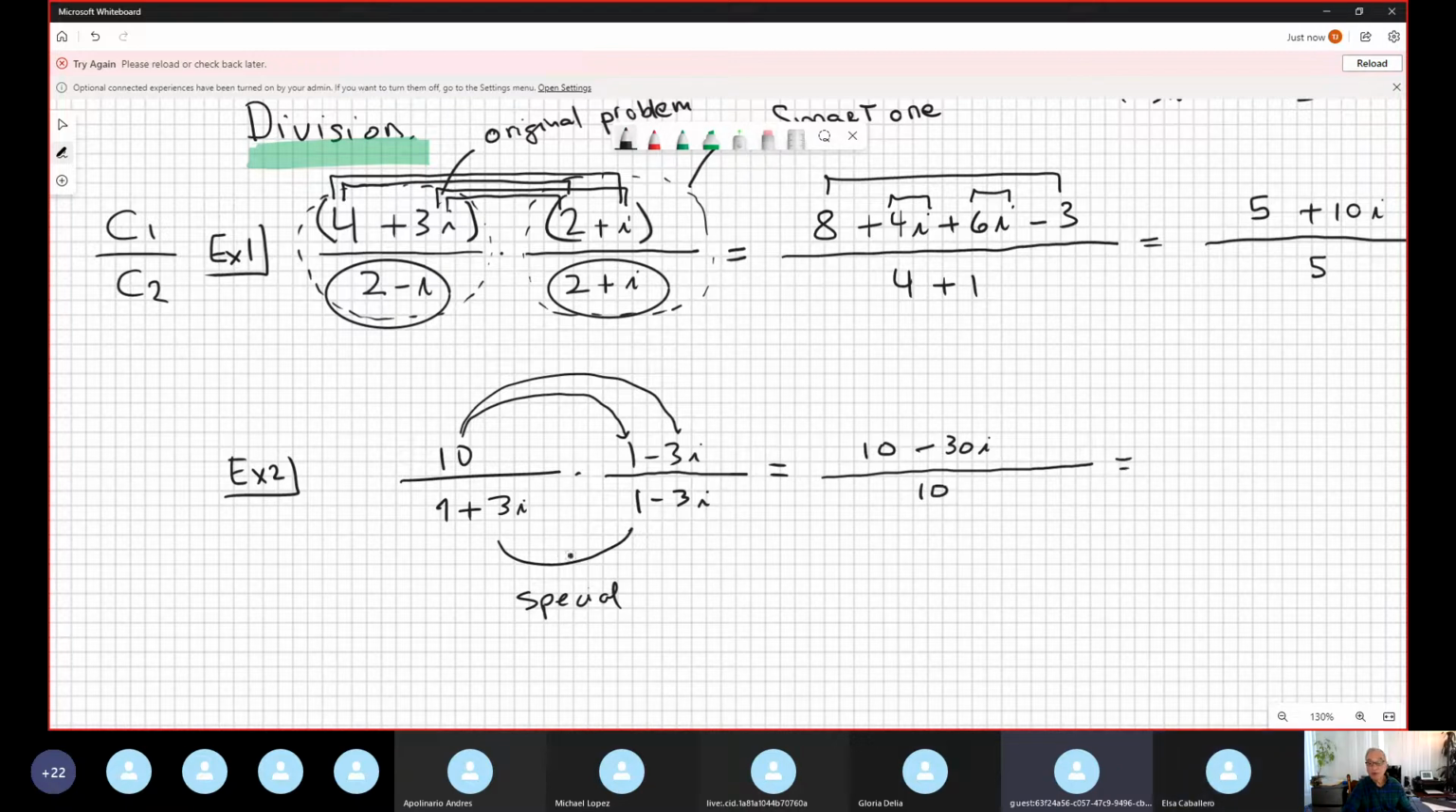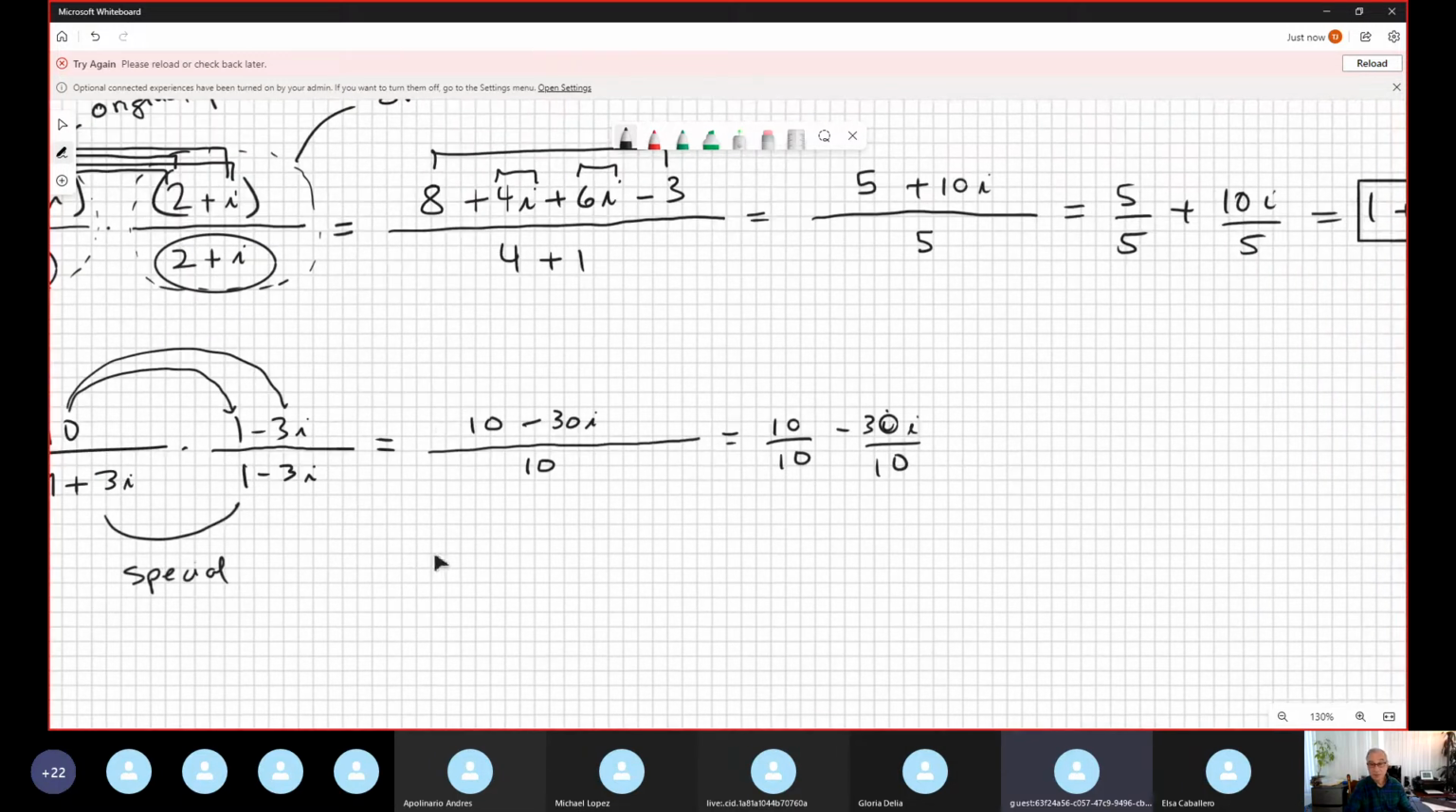Now finally split. 10 divided by 10, minus 30i divided by 10. 10 divided by 10 is 1, and 30 divided by 10 is 3i. Final answer. Right, this problem, it's really easy.